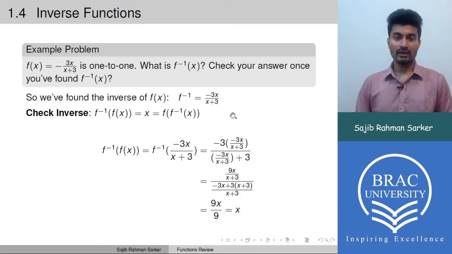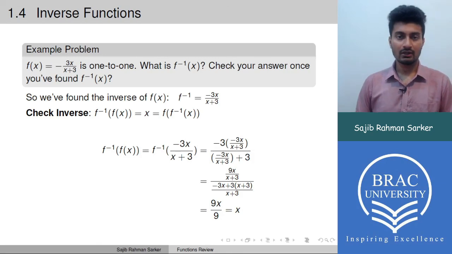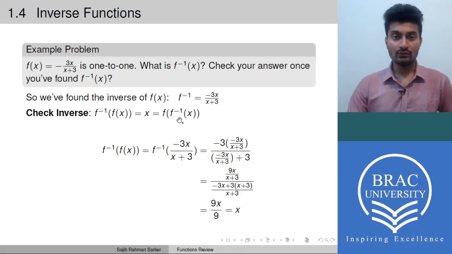So this way we can check the correctness of our inverse function. If you really want to be absolutely sure, you can double check it. You can perform this operation, f of f inverse of x, and that will also give you x. You can go ahead and do it and find the same answer, x.